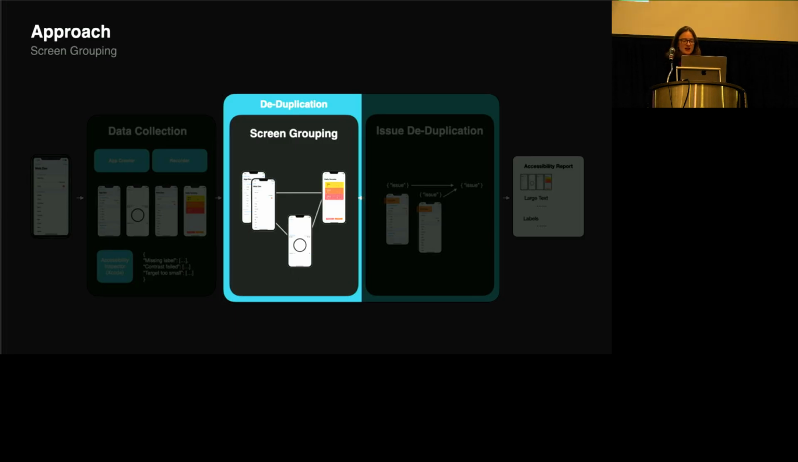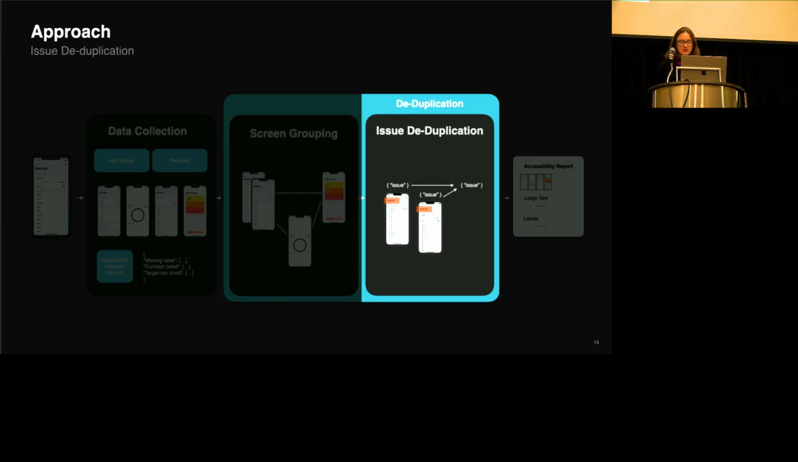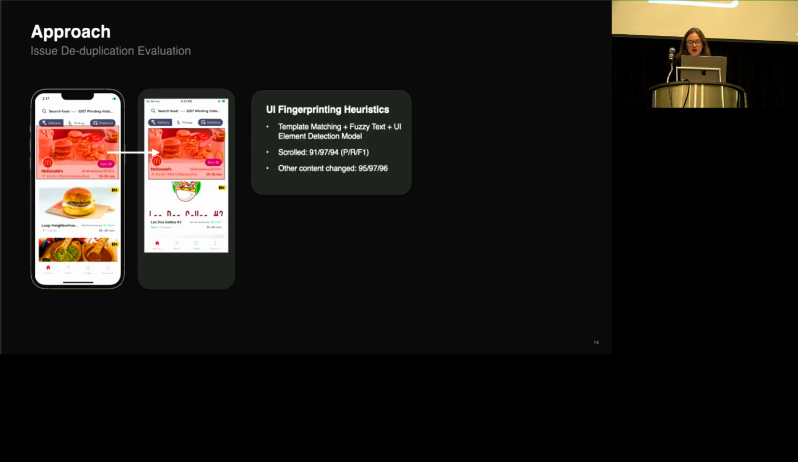And after deduplication, we want to have a summary of the unique issues only. So within each of the screen groups, we do issue deduplication, which takes the bounding box of the issues that were detected by the accessibility inspector and maps them to elements that were detected by the UI object detection model. Then we apply some heuristics and template matching computer vision algorithms to locate corresponding elements across screens.